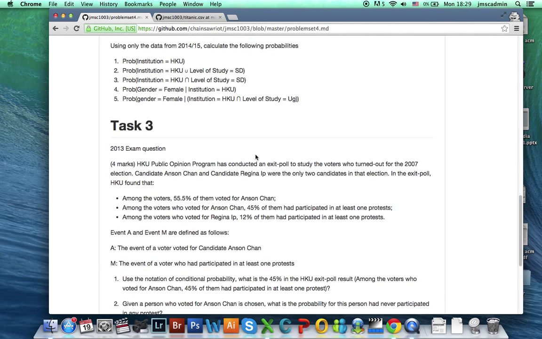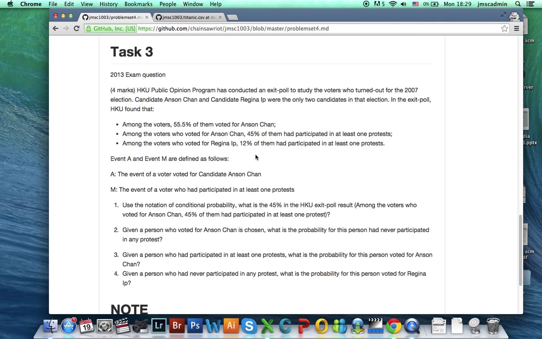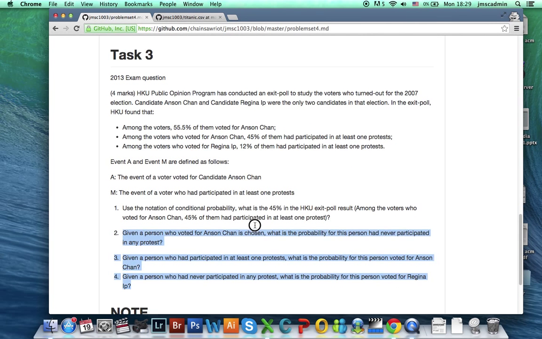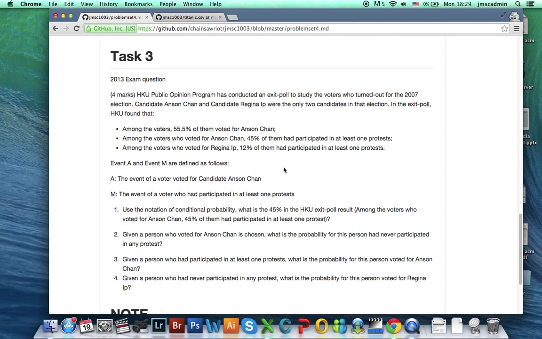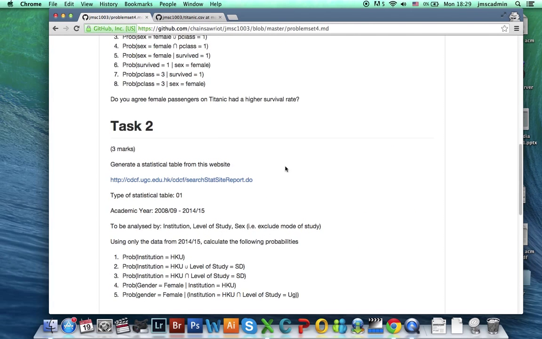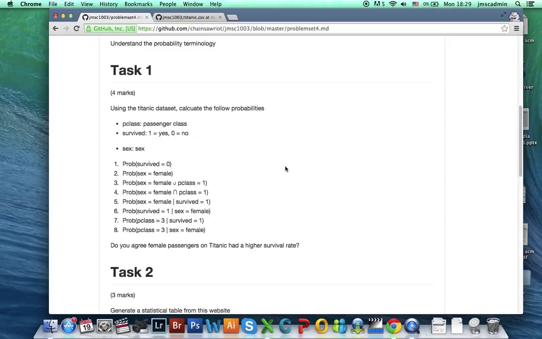And also, thinking forward, a question like task 3 is a very popular exam question. I just use an exam question as task 3, so you need to know how to do a question like task 3. But don't worry, I will talk about it next week. For this week, we will just do task 1.